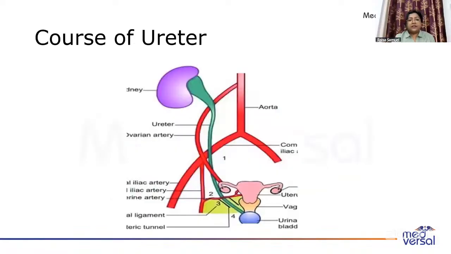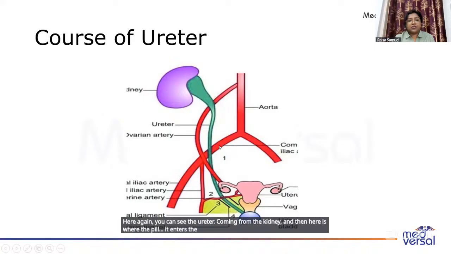Here again, you can see the ureter coming from the kidney, and then here is where it enters the pelvis. So bifurcation of the common iliac artery, and then here the ureter. This is where the ureter crosses, and water under the bridge.